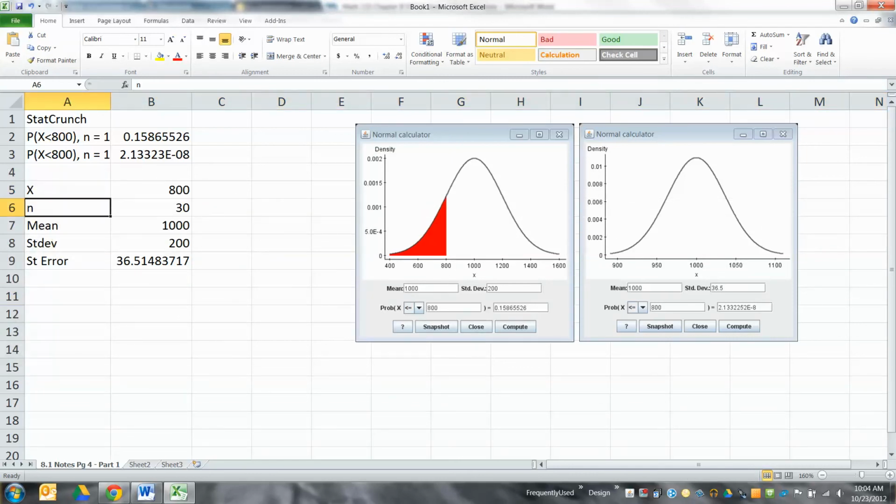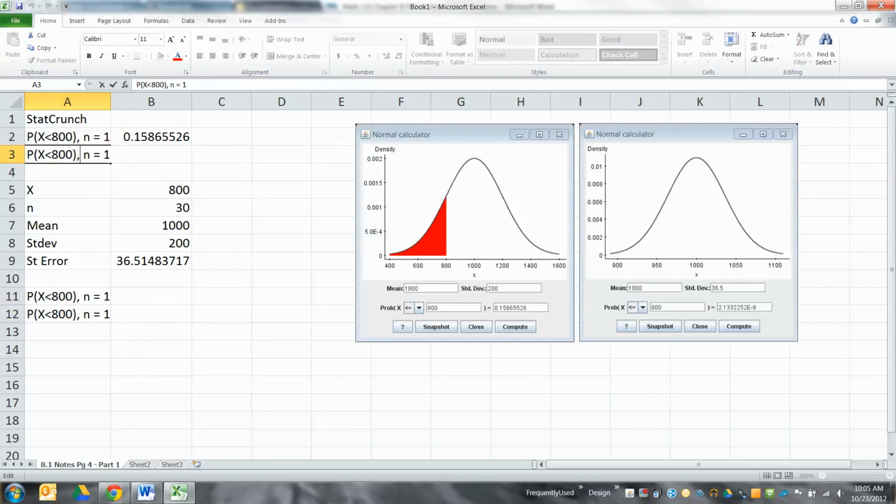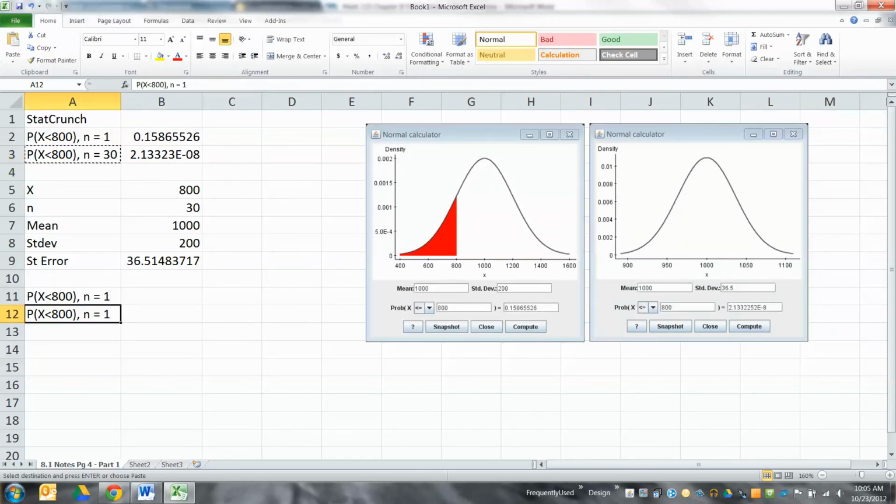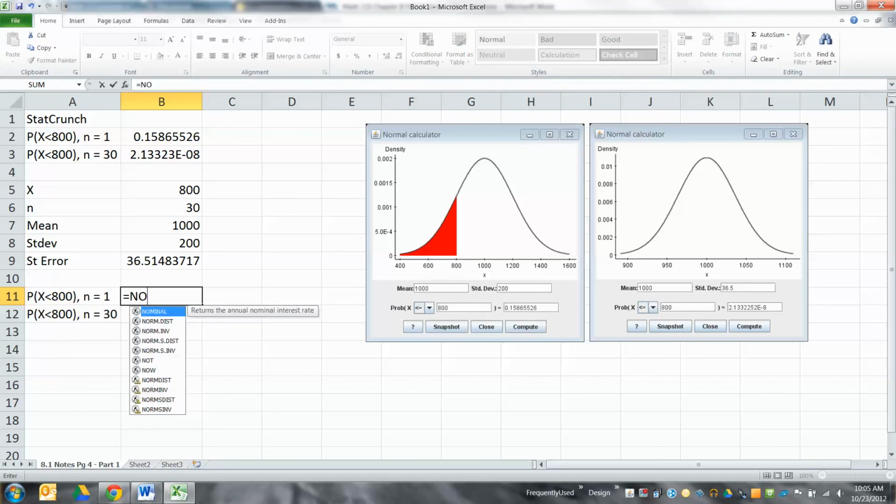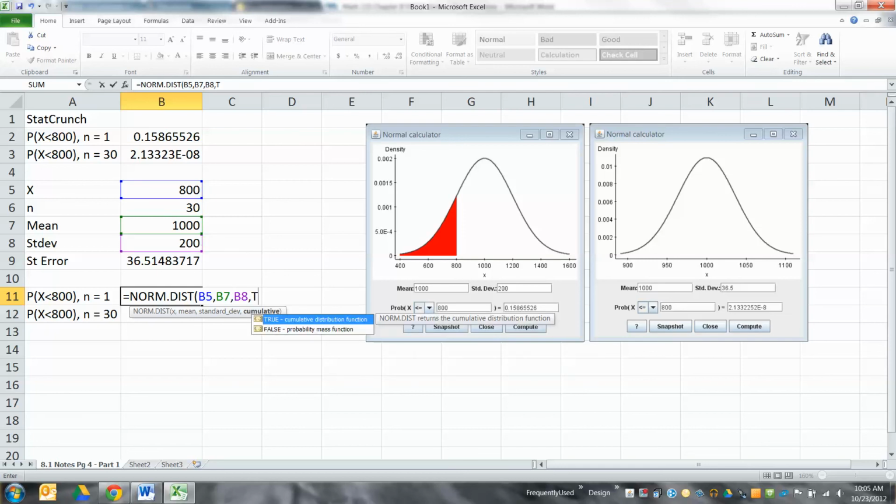Right? So, okay, I'm going to find these same things down here. No, you don't need to put them in cells, but I think it'll make our lives simpler. Oops, that was 30 when n was equal to 30. Sorry about that. There we go. Okay, equals. Now we have a function for this. Norm.dist. X was 800, comma. The mean was 1,000, comma. The standard deviation. Okay, for the first one, when n is equal to 1, it's only 200, comma, true.